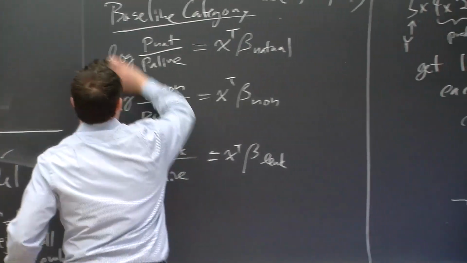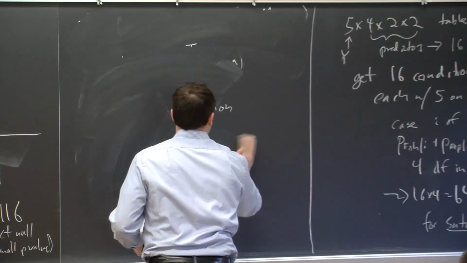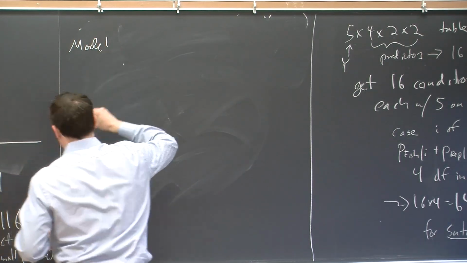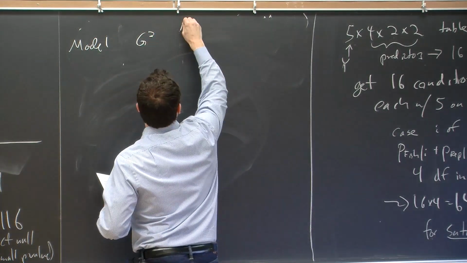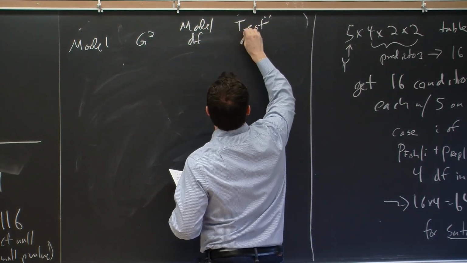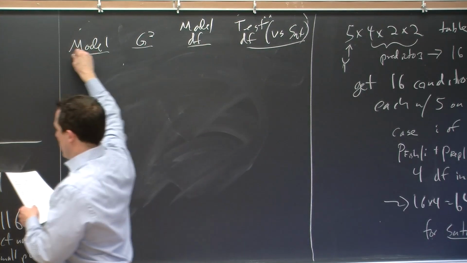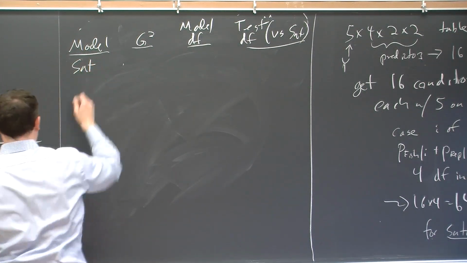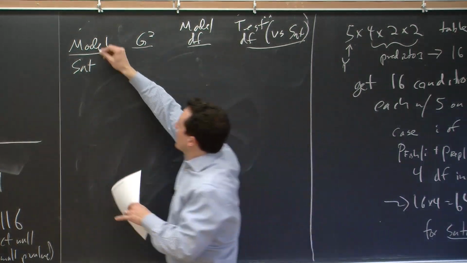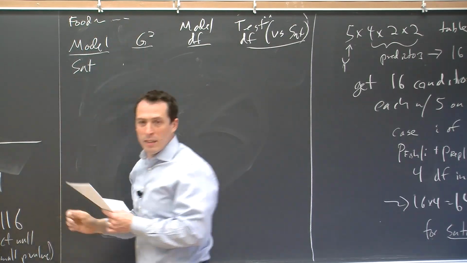So we put up a table for G squared. I want to expand that table a little bit, just to make it clear what's going on. We have a model, a G squared, a model degrees of freedom, and a test degrees of freedom, and this is versus saturated. So there's always the saturated model. The degrees of freedom of the saturated model, this is logistic regression, food on the rest.